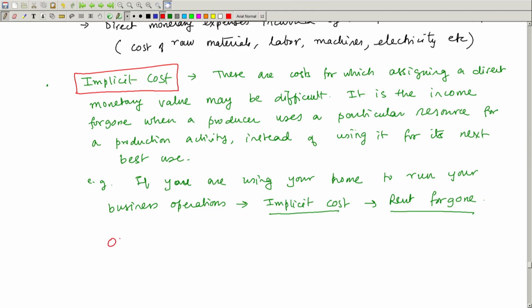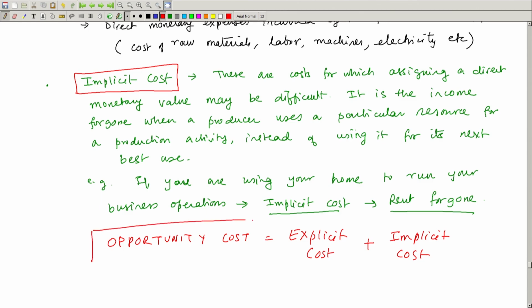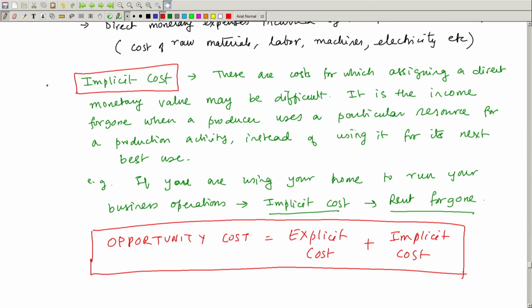So, opportunity cost is the sum of the explicit cost and implicit cost. So, whenever we use the word cost, keep in mind that in addition to the explicit cost, we also have the implicit cost, and for us, the sum of both the explicit and the implicit cost is the opportunity cost. We will take a few examples and understand this concept better. We will do that in our next lecture. Thank you.